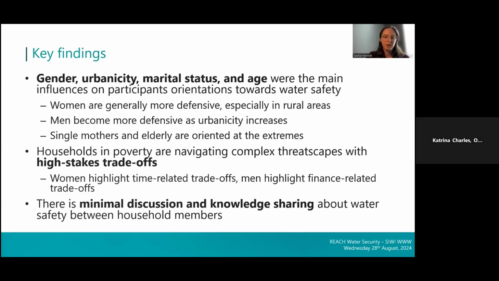So we also found that there is not a lot of intra-household discussion or knowledge sharing about water safety. This was reported directly by participants, but also reflected in findings that men and women in the same household had different perceptions of water quality, different understanding of what is within the scope of water quality, and different responses to what practices and choices are happening around water safety in their household.